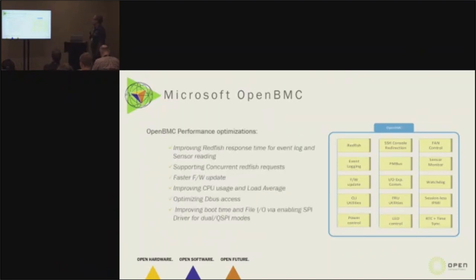As I said, we did some performance optimization, and I'll share some results with you. In general, we implemented Redfish, and later on we put some effort into improving the response time for event log and sensor reading. We also applied some changes to support concurrent Redfish requests, for example up to 10, which was our requirement. The firmware update time was improved, and we were closely monitoring the CPU usage and the load average during idle time and during the time that the BMC is stressed, and we made some improvements in those areas. We also made some optimization around the DBus access.